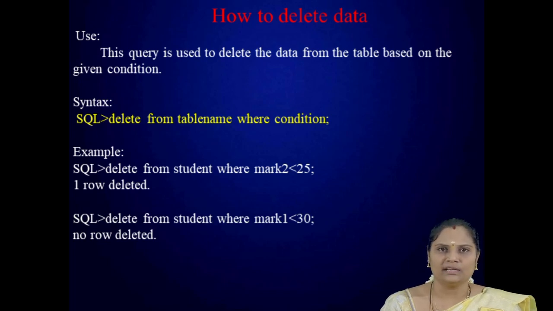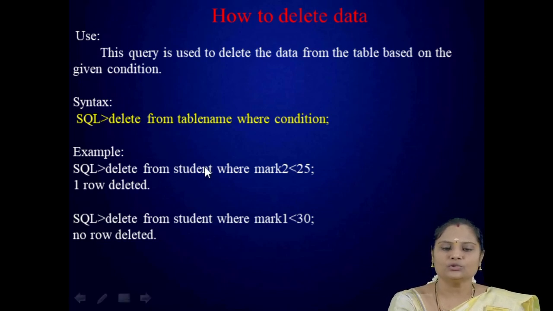In our student table, if we want to delete the record whose mark 2 is less than 25, we write the query as delete from student where mark 2 less than 25. This condition applies on our student table and one row is deleted from our student table.